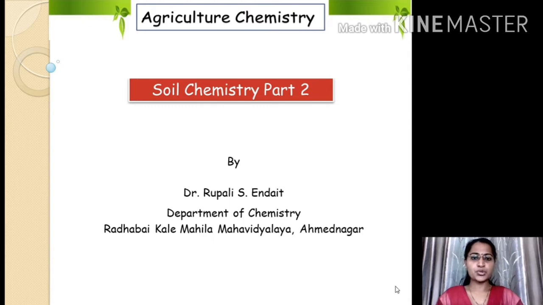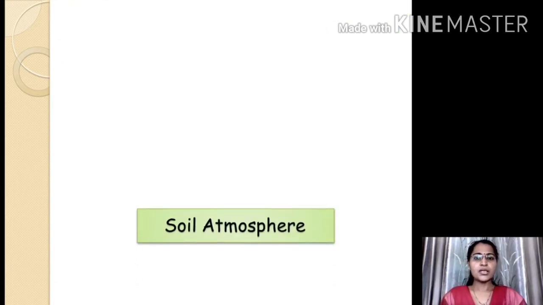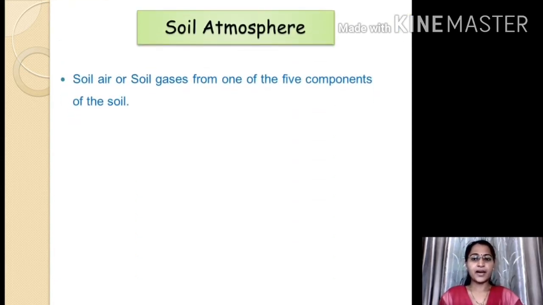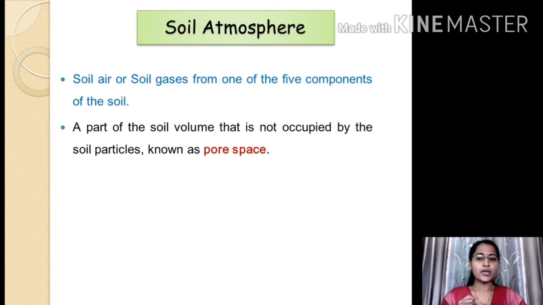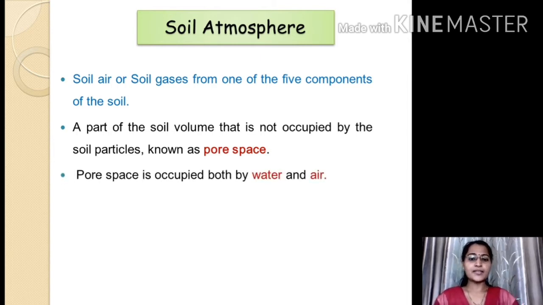Now, in today's lecture, we have to see part 2 from soil chemistry. In that, we want to see soil atmosphere. And guys, soil air or soil gases is one of the 5 components of the soil. A part of soil volume that is not occupied by soil particles is known as pore space. This pore space is occupied by both water and air.